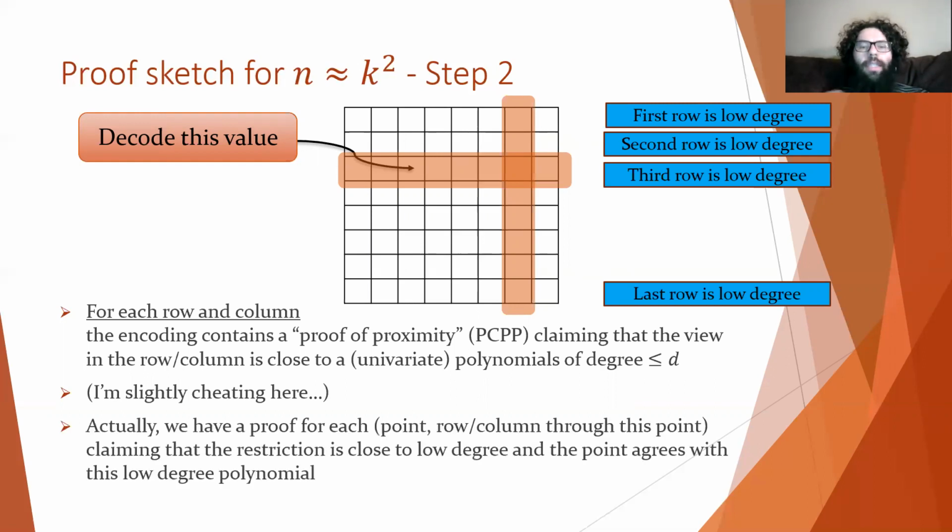And again, I'm slightly cheating, and I'm cheating exactly because of the same reason as before. We don't have a proof for each row only, but the proof is for each point and the line containing this point. So for each point, we have this line and this line. And the proof certifies that the restriction to this line is a low degree polynomial, and the point, in fact, agrees with this low degree polynomial. Okay, so it's a stronger assumption. So first of all, the line is a low degree polynomial or close to a low degree polynomial. That's one. And two, for each point separately, this point agrees with this specific low degree polynomial. And it's possible to write such PCPPs.